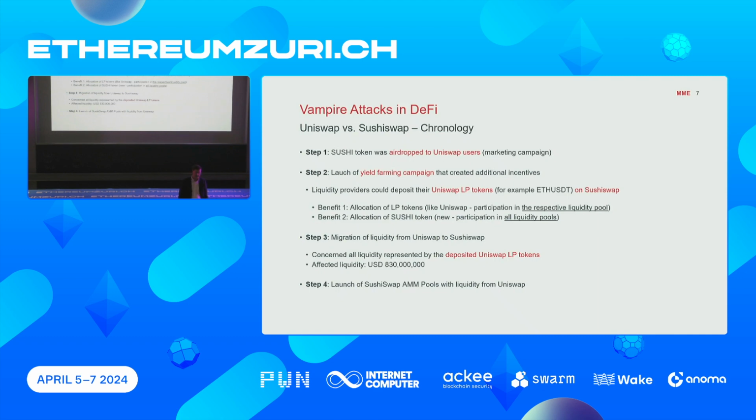And people said, look, I have an LP token, it doesn't do anything. I can get more sushi if I deposit it, so let's do it. In the third step, all the liquidity in Uniswap, represented by those LP tokens, was moved from Uniswap to SushiSwap. And then in the fourth step, the SushiSwap automated market maker liquidity pools were launched.